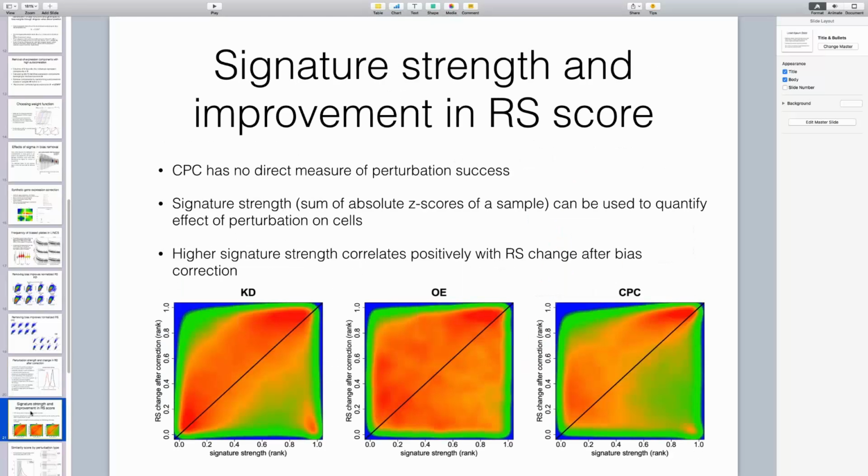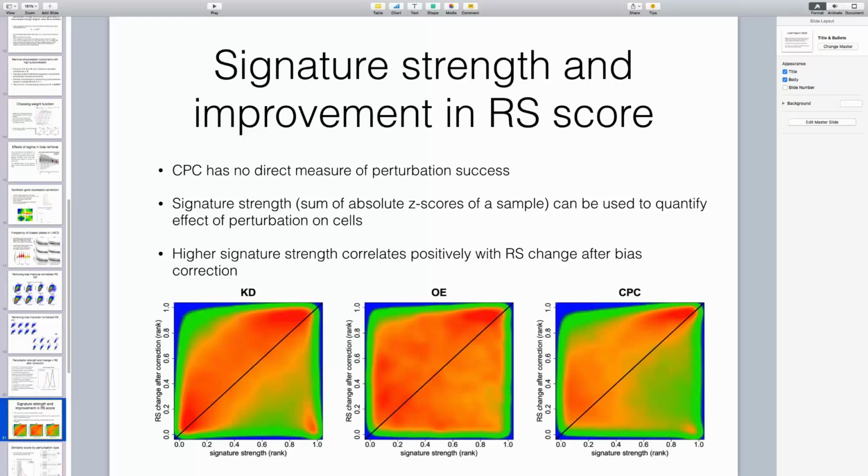Okay, so for the drug perturbations, we don't really have a direct measure like this. So another way to look at this is in a little bit indirect way, and this is through the signature strength. How I define it, the signature strength is the sum of the absolute z-scores of a sample. So the more fold changes there are in a sample, the stronger the perturbation is. And this is actually a pretty good metric to identify if a sample improves from the correction or not.